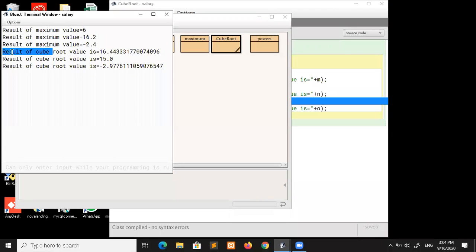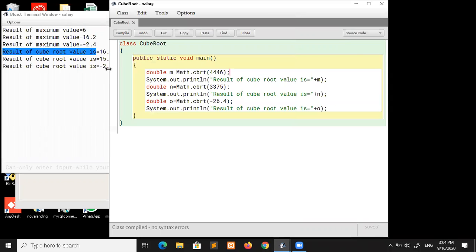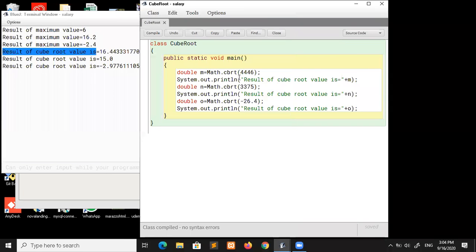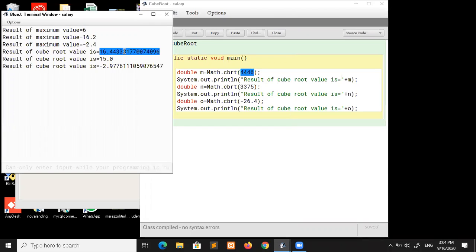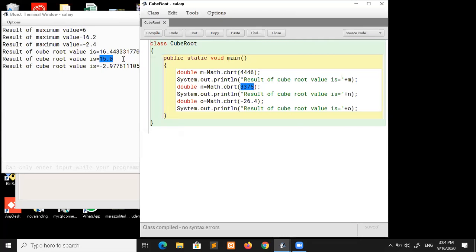So see, the cube root of that first number, you can now compare it. So 4446, what I got for the cube root of this is 16.44. If you have any query, you can check it with the calculator also, that the answers are correct. Or if you are not sure about any numbers, you can enter that number over here and cross-check whether your result is right or not.